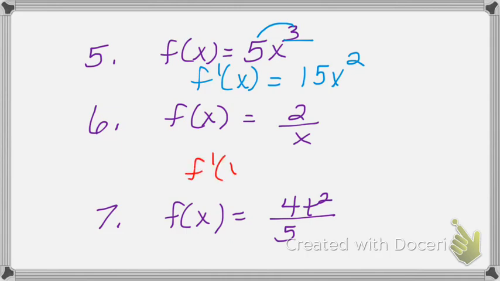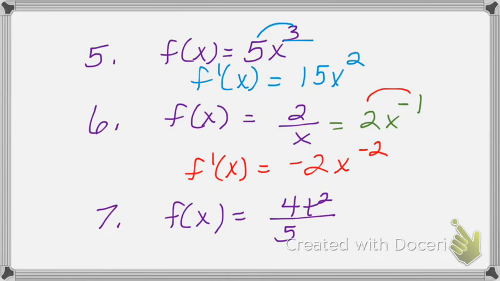On the next one, the first thing I would have to do is rewrite that, make it 2x to the negative 1, and then I do the derivative, negative 1 times 2, and then subtract 1 in the power.